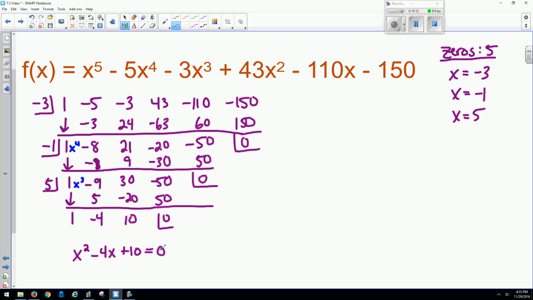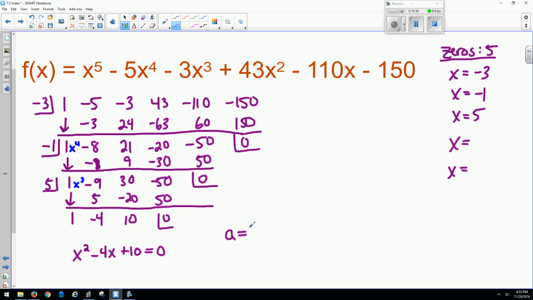And again, I'm going to set that equal to 0. And because I know there's no more real zeros, that must mean that the other two zeros are imaginary. So we're going to have to use the quadratic formula again. I'm going to get it started for you, but I'm not going to finish because at this point, everybody should be able to use the quadratic formula.